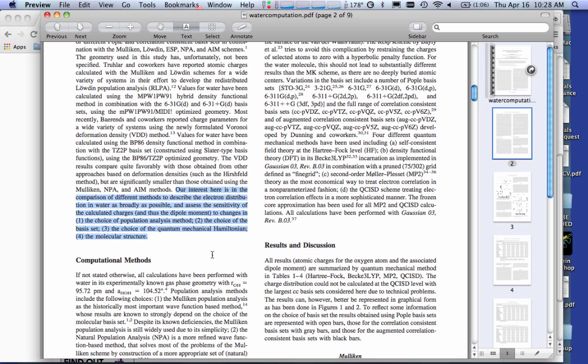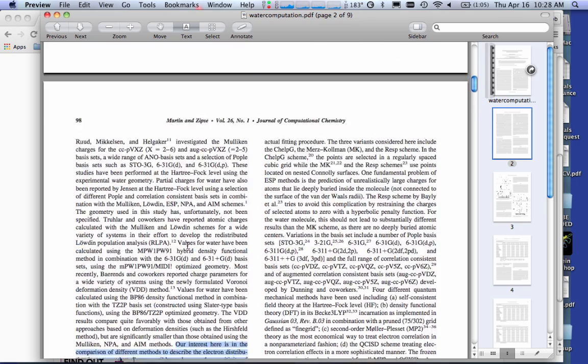The one part that I do read in the introduction is I typically read the last couple sentences, because if they're good writers, if they know how to write articles for the literature, the very last sentence in the introductory section is going to be their research question. And they do a pretty good job there. They say, our interest here is in the comparison of different methods to describe the electron distribution of water as broadly as possible and assess the sensitivity of these calculated charges to changes in these various different methods. So they're doing a very good job in that very last sentence of their introduction of saying, this is what we're going to do, and this is why we're going to do it.